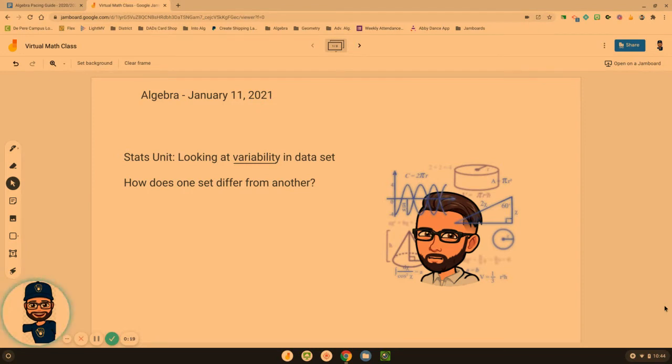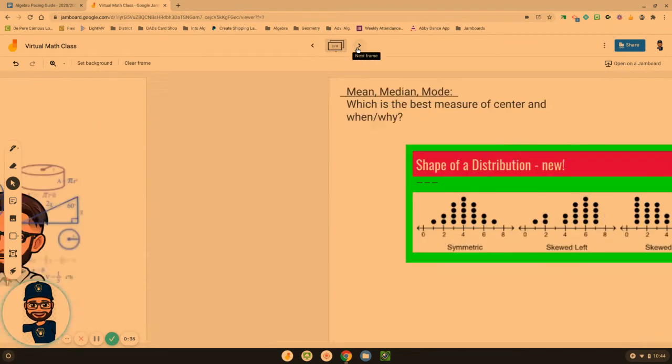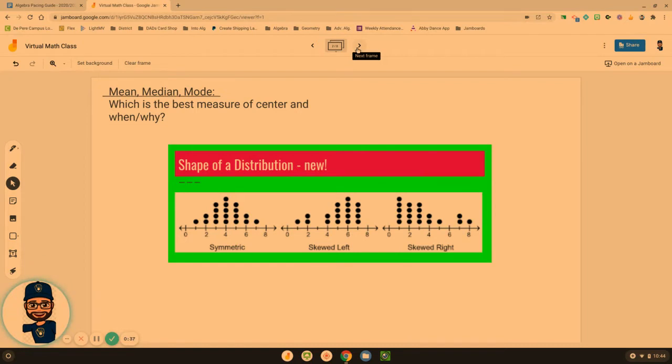Today we're going to jump into a new topic called standard deviation and looking at what that really means. In all of our stats units so far, we've really been looking at variability in the data set. How does one set differ from the other? How close or how far away are the numbers in a certain set? That variability is what we've really been investigating. Mean, median, and mode, right? We've looked at how to calculate them. We've also identified which one is the best measure of center and why. So you should be able to tell me which one is best in each situation.